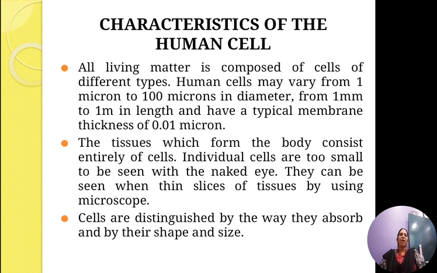All living matter is composed of cells of different types. Human cells vary from 1 micron to 100 microns in diameter, from 1 mm to 1 meter in length, and have a typical membrane thickness of 0.01 micron.